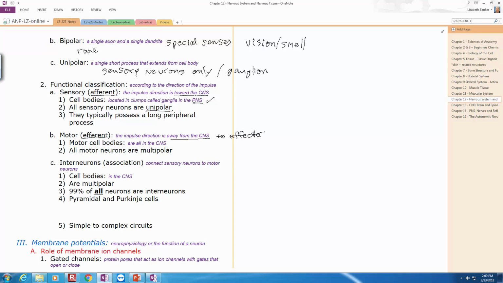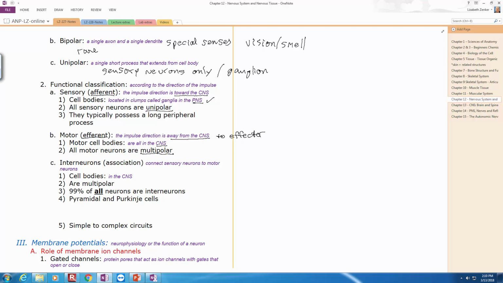Is it also correct to say that the direction of the impulse is toward the PNS? We're sending the information from the brain to the PNS. Does that make sense? So then yes. Motor cell bodies are actually in the CNS, but where is its projection? Outside of the CNS, correct? And all motor neurons are multipolar, and we said that earlier in that chart. All motor neurons are multipolar. Most interneurons are going to be multipolar.